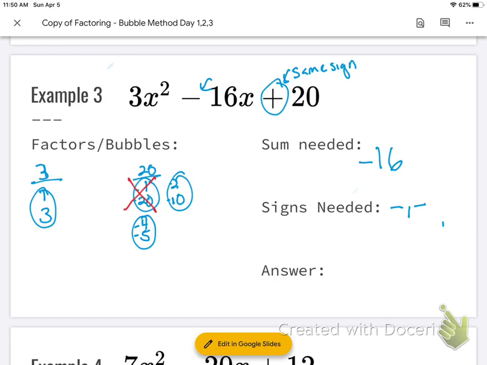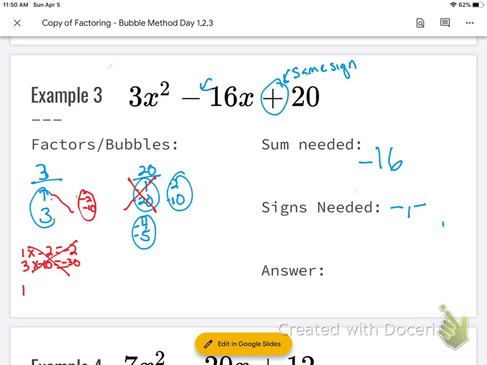But I can try the next one out. So I'm going to write it over here. Negative 2, negative 10. So we have 1 times negative 2, negative 2. We have 3 times negative 10. That gives me negative 30. We add those together, it's negative 32. That's too big. That's not going to work. So let's try the crisscross one. See if that one works.